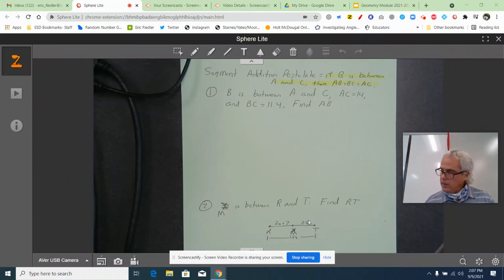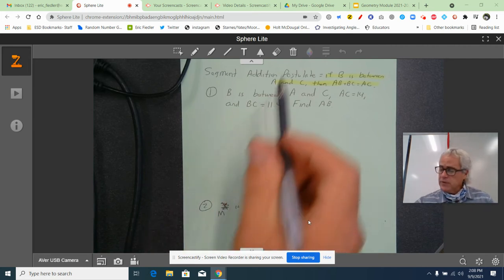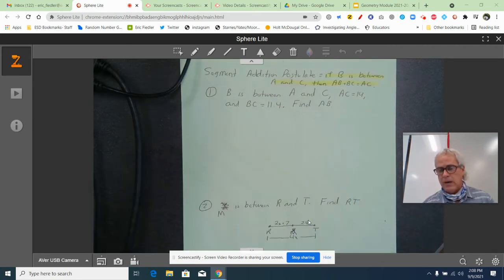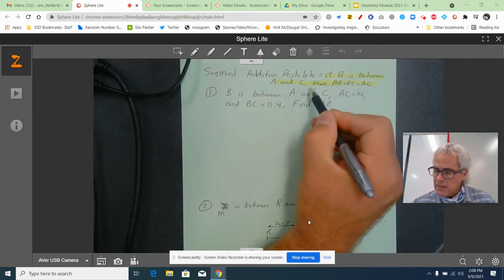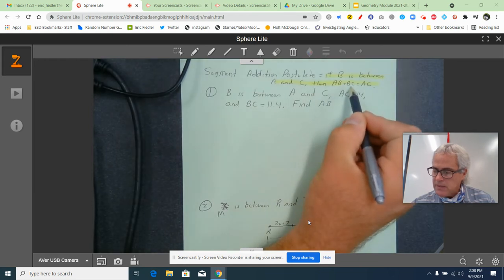Everybody, here's the next piece of what I want to introduce for the next portion of geometry. Another postulate. It's called the segment addition postulate. Remember, a postulate is a statement that we accept as true without proof. This one's a little bit more complex than some of the other ones that we've seen. It's also a little bit more meaningful. It says if B is between A and C, then AB plus BC is equal to AC.